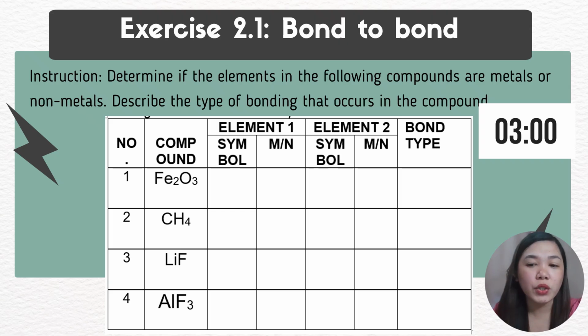So I am assuming that you're already done answering. At this time also, you have to make use of your periodic table as your guide. You have an example earlier, this is the compound in here. You write the symbol of the first element, and you write M if it's metal and N if it's non-metal. And for element number 2, write the symbol here and write M if it's metal and N if it's non-metal. And in the last column, identify the type of bond that happened in the following compounds.